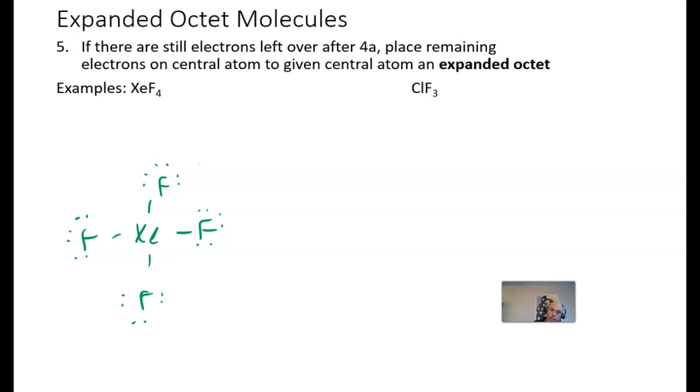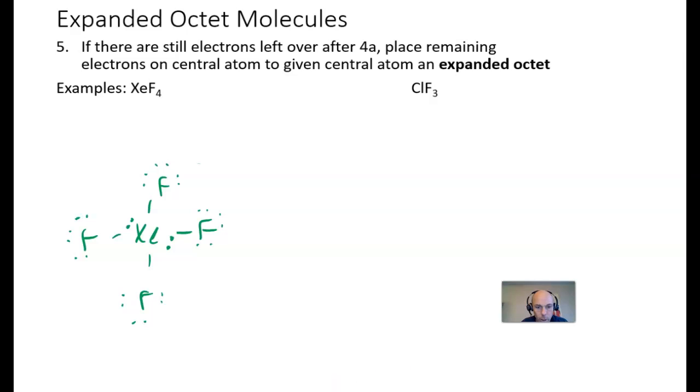Again, I had 28 to play with. I've just drawn 24, and everybody has an octet. So in this case, I draw the additional electrons, the 4 additional electrons, as lone pairs on the central atom. And that means that I give xenon 2 additional lone pairs, or 4 additional electrons, to get to that 28 that I needed to. The only choice was to give xenon an expanded octet. Only central atoms will end up with expanded octets.